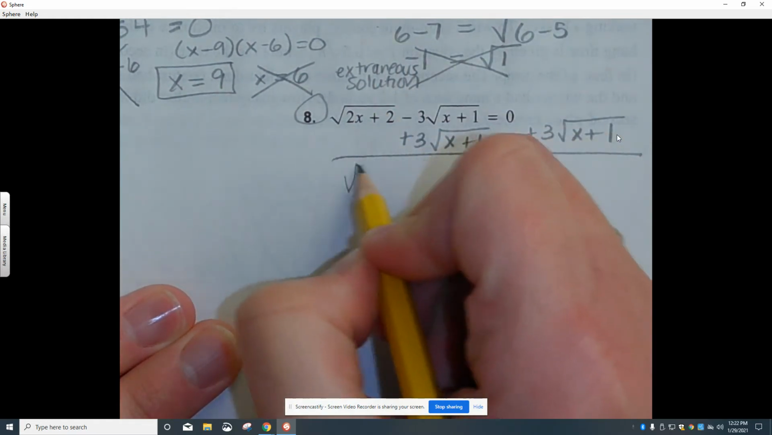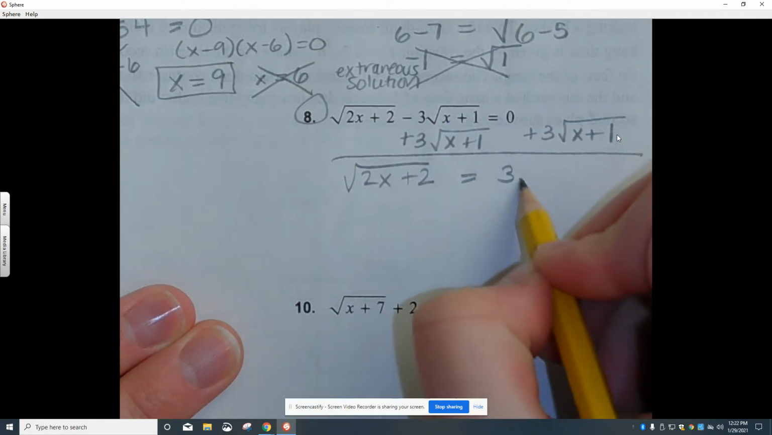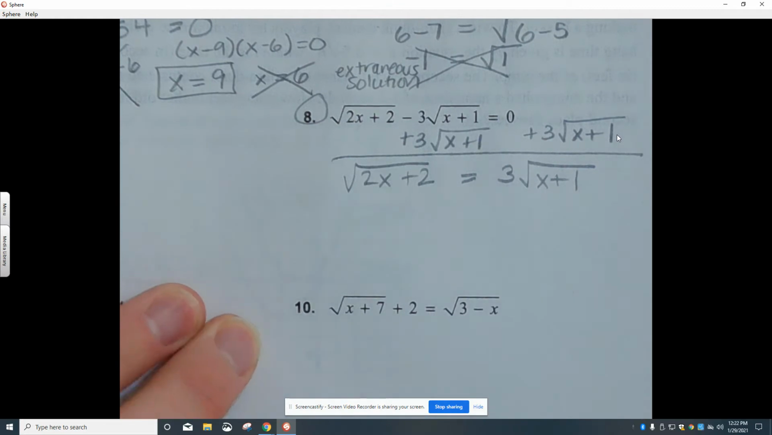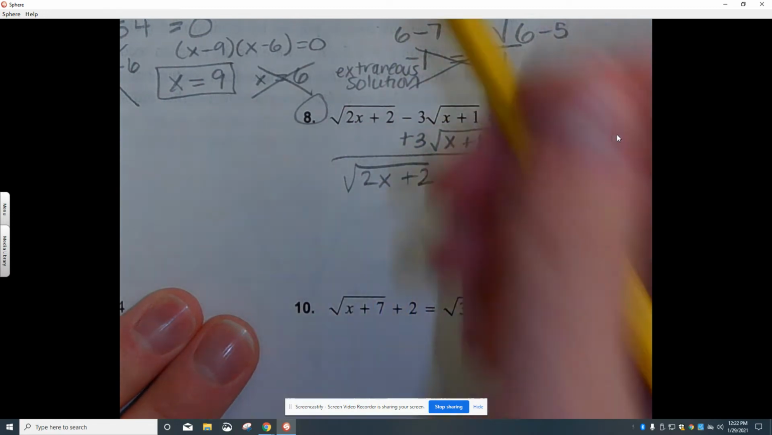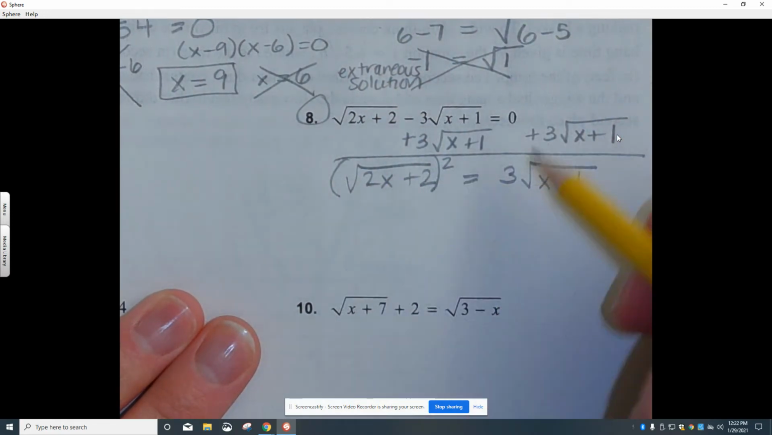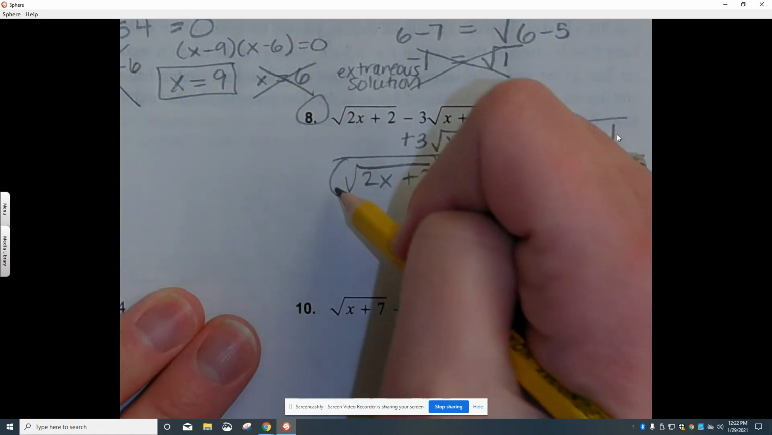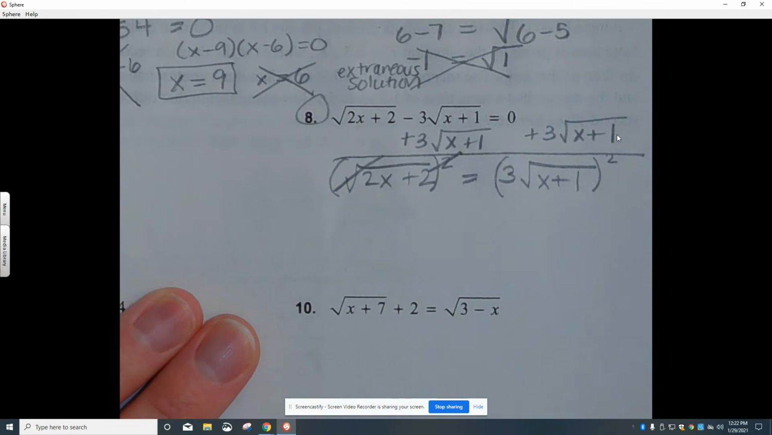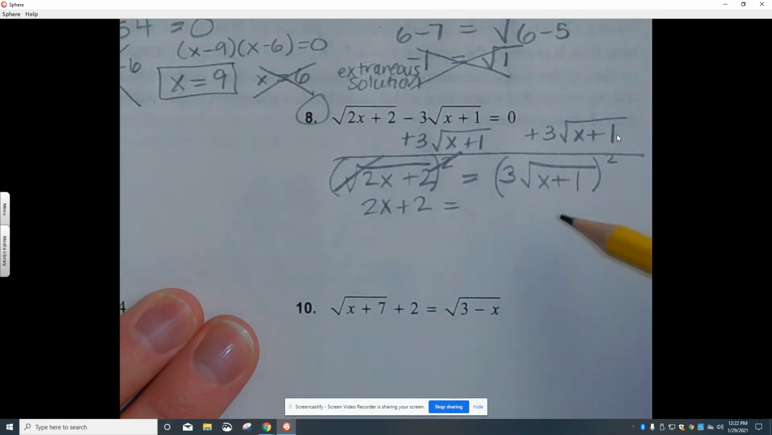And it's going to look like square root of 2x plus 2 equals 3 square root x plus 1. Now, even though it's kind of weird because there's a 3 still attached, one of my radicals is alone. So we can go through and square on both sides now. So we can get rid of that square root. And if we square it, this is going to cancel out and this is going to cancel out. So we've got 2x plus 2. But be careful over here.